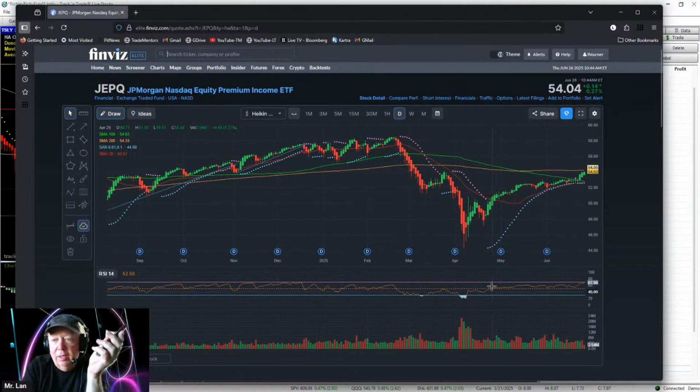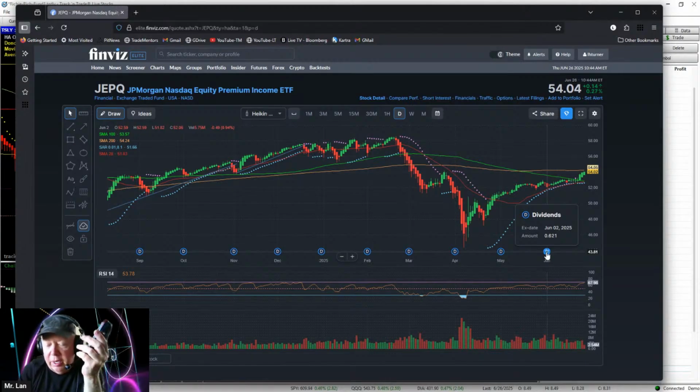Now, in June, they gave everybody who had their 185 shares, their $10,000 in JEPQ, 62 cents per share. So if we have 185 shares, $10,000 worth, we're going to go times 0.62 equals. So they gave us $114.